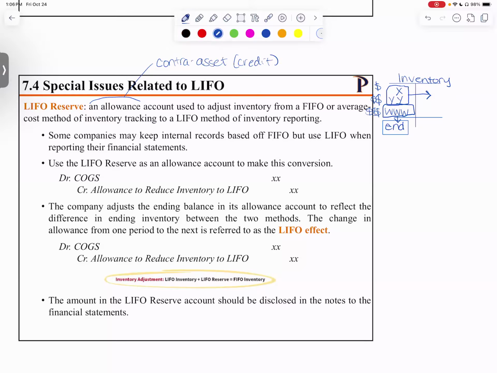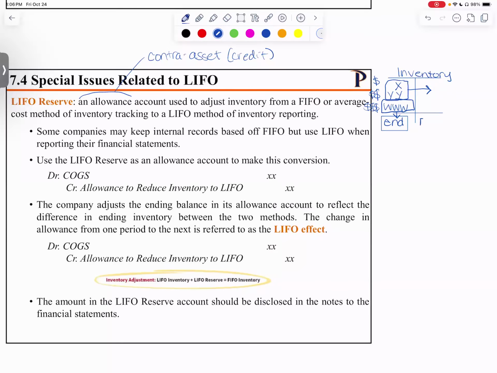When we are comparing our FIFO ending inventory to our LIFO ending inventory, we need to reduce our FIFO ending inventory to get down to the LIFO. The way that we do that is through an account called the allowance to reduce inventory to LIFO, also known as the LIFO reserve. The LIFO reserve, as we mentioned before, is going to be a contra asset account. So it's going to have a normal credit balance.